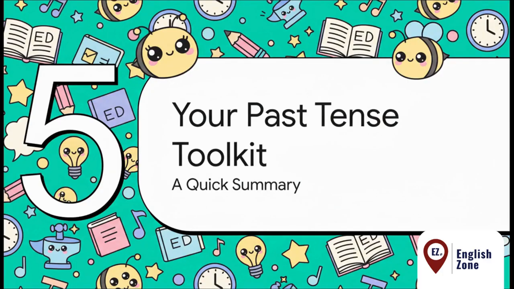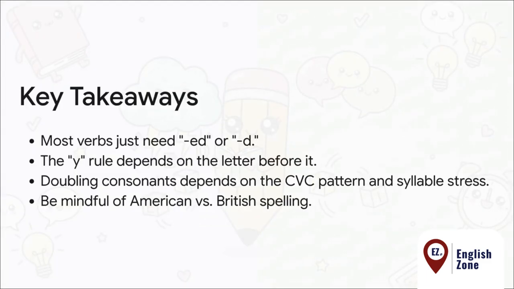Okay, we've covered all the main rules. So let's pull everything together into a quick, handy toolkit that you can use anytime you're writing. So here's the bottom line. For most verbs, just add ed or d if it already ends in e. For those verbs ending in y, always check the letter right before it. And for doubling consonants, look for that CVC pattern and listen for where the stress is, especially if you want to get those American and British English differences right.